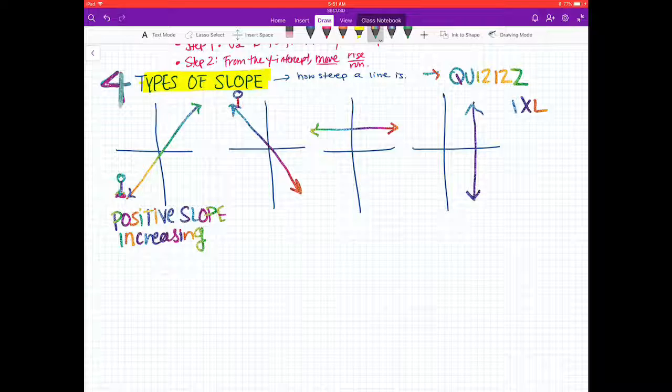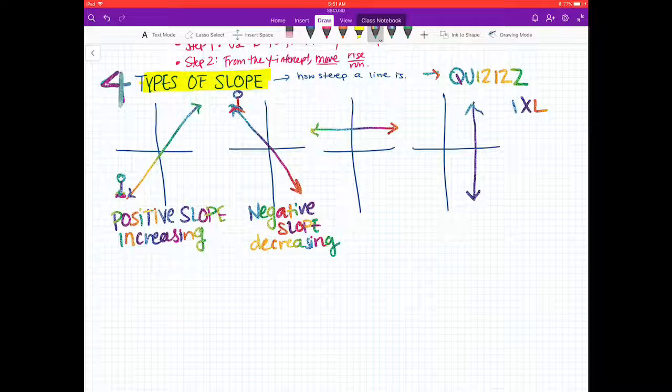Okay? How about this one? If you always put your person at the very end, are they going to go up or down? Right? So if they're going down, that's called a negative slope. And if it's negative, is it increasing or decreasing? Right? It's going down. Okay? This one's going up.